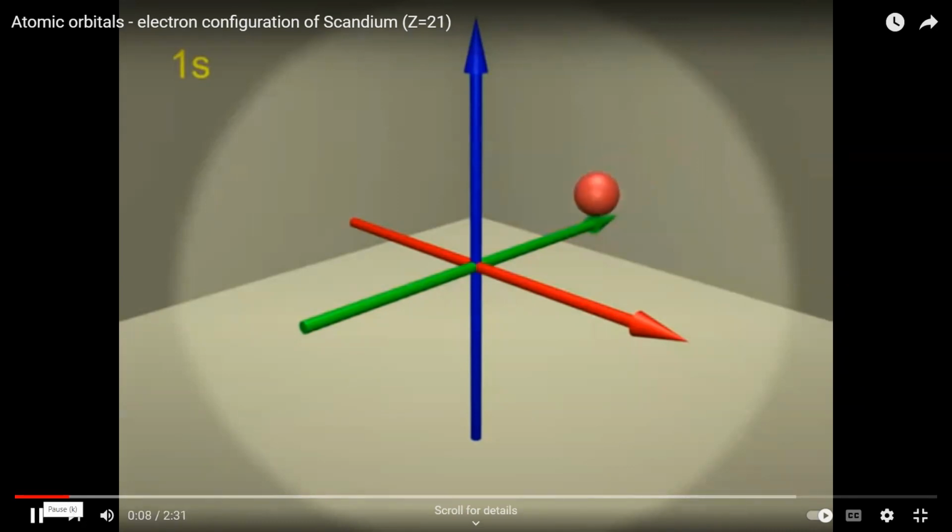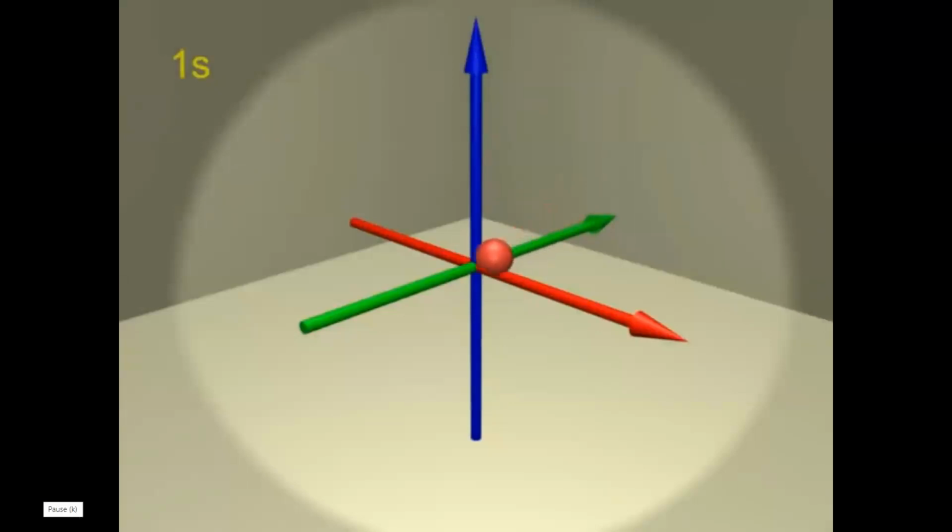So like we said, we fill that 1s orbital first. When that one is full, we then get a 2s orbital. Notice that this one's larger as we move away. Then it goes into 2p. So 2p we said has 3 different orbitals that are that dumbbell shape that go in the different directions or orientations.